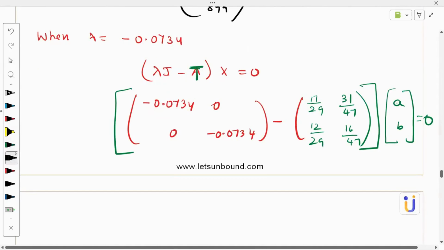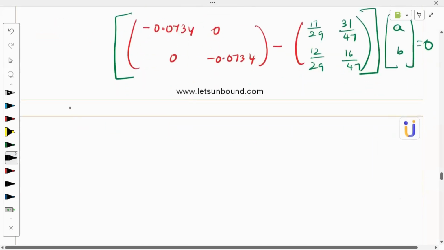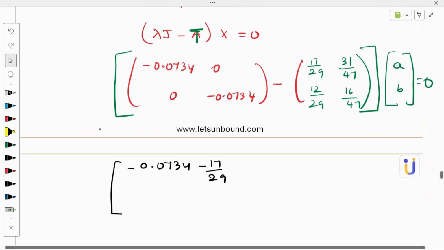And simplify this further. The same way we need to do. So directly I'm giving you this: negative 0.0734 minus 17 by 29. Correct? Corresponding elements will subtract. And then 0 minus this, so that's just minus 31 by 47. And 0 minus this, just minus 12 by 29.